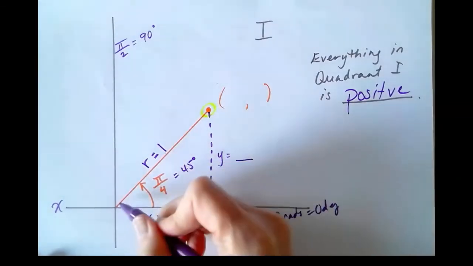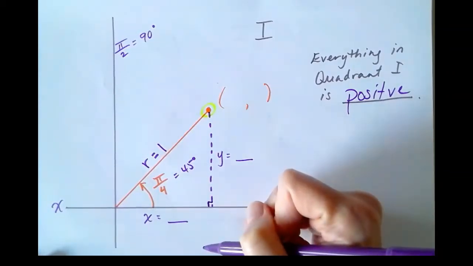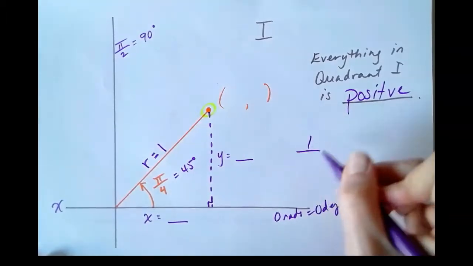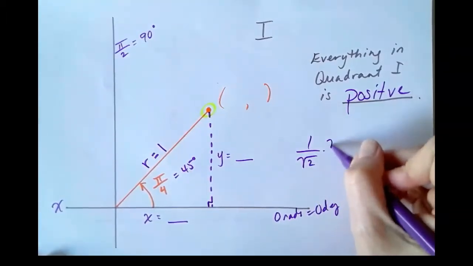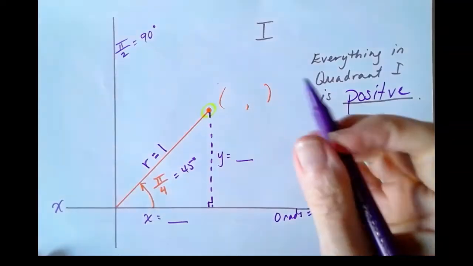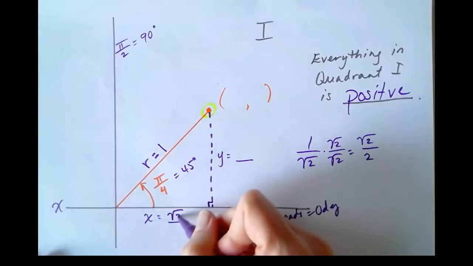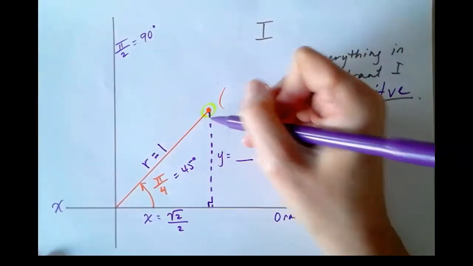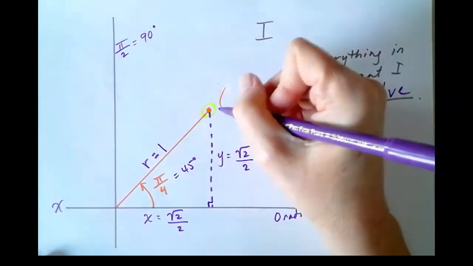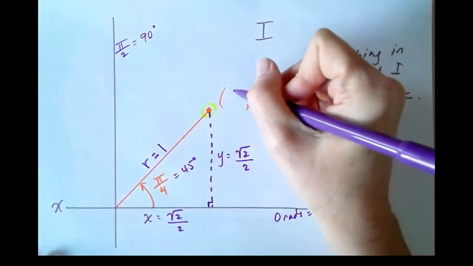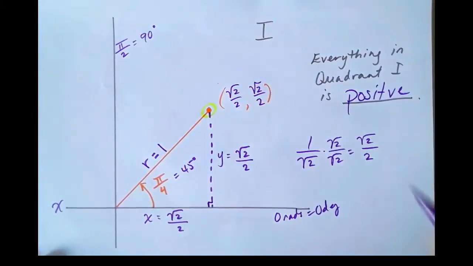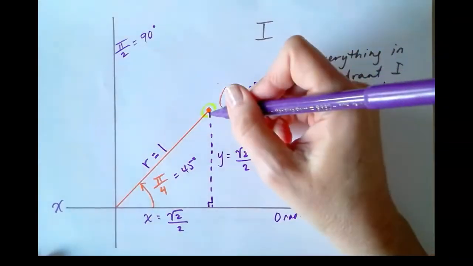So if our radius is 1, that means our hypotenuse is 1. And if our hypotenuse is 1, then the legs are 1 divided by root 2. And 1 divided by root 2 is reduced and rationalized to root 2 over 2. So we're going over root 2 over 2, and we're also going up root 2 over 2. So the coordinates of the point on the unit circle that are 45 degrees up are root 2 over 2, root 2 over 2.